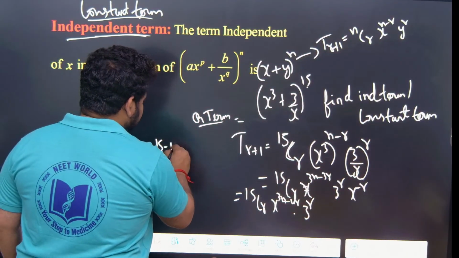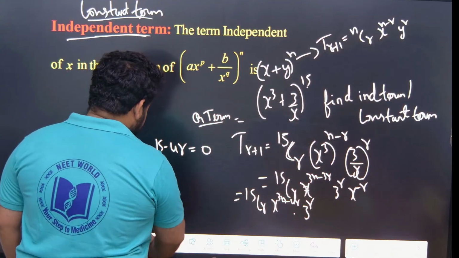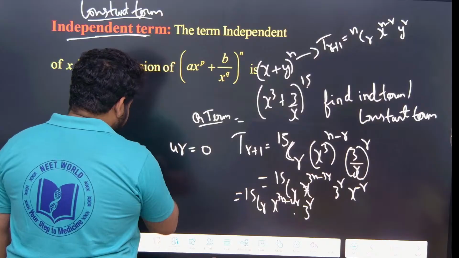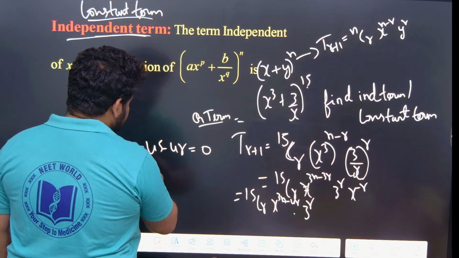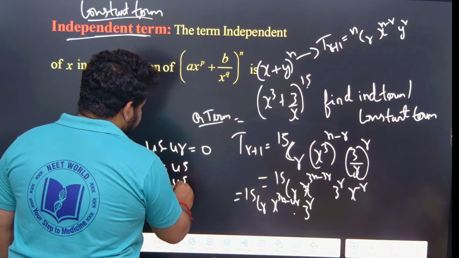15 minus 4r is equal to what? 0. Correct? 3 into this one, 15 means 45. Correct? 45 minus 4r is equal to 0. So 4r is equal to what? 45. R is equal to 45 by 4.